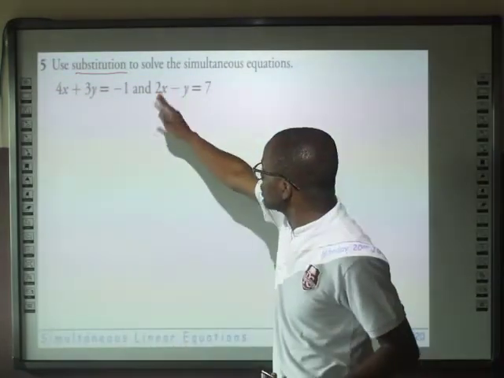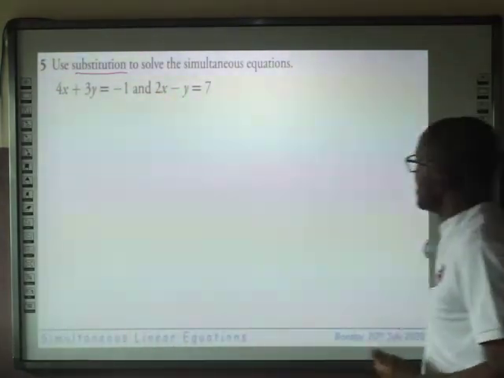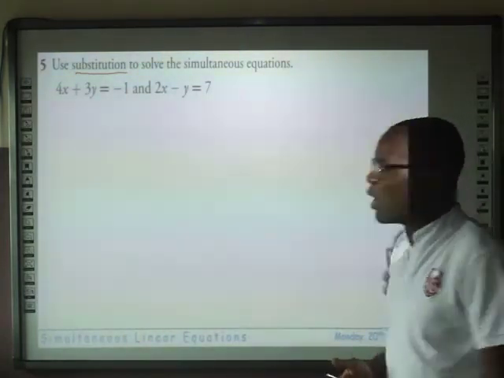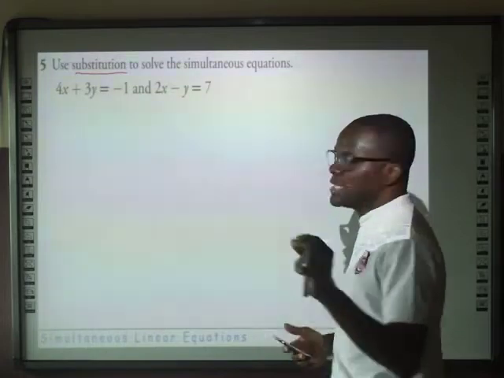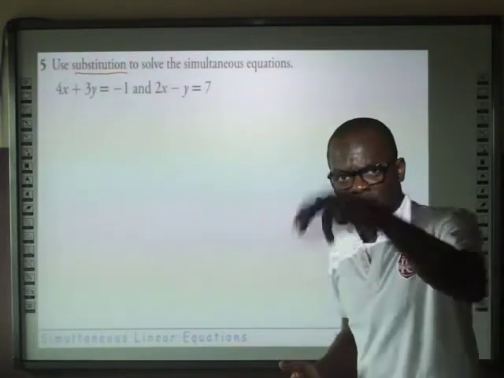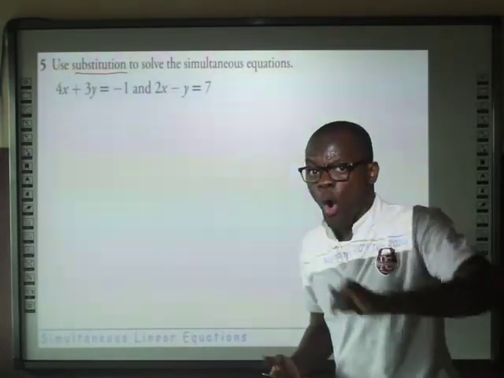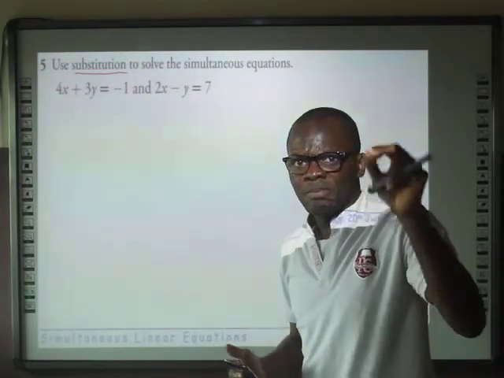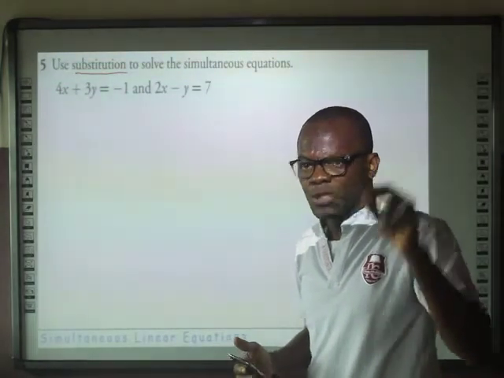So let's see. Now to use the substitution method to solve this pair of simultaneous equations. You have 4x plus 3y is equal to minus 1 and 2x minus y is equal to 7. Now, if you've forgotten the steps, we'll go over them together. But if you haven't, I'll suggest you give yourself a challenge.